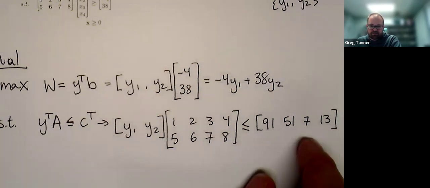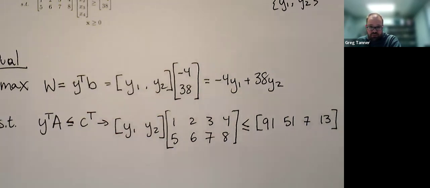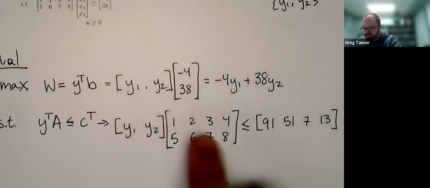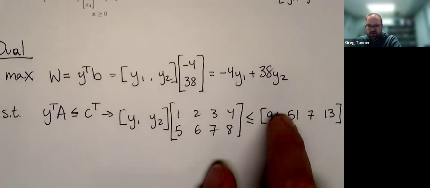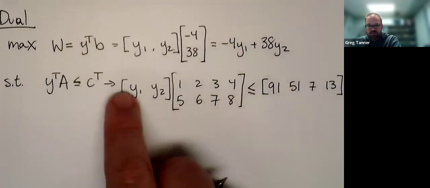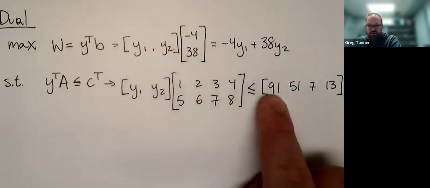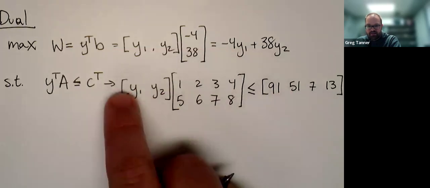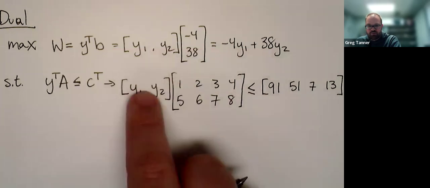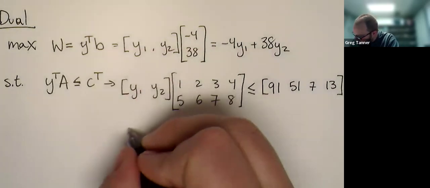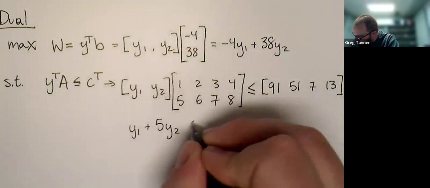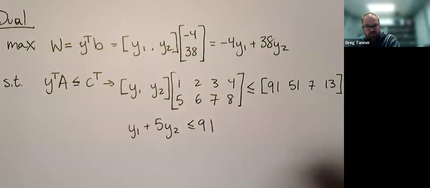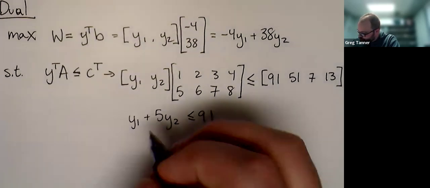Now, this is actually a perfectly fine way to write out the constraints, but maybe let's actually do this matrix multiplication and think about what each of those constraints are and sort of write each of them out. So for this first value of 91 on the right side, that will be y1 times 1 plus y2 times 5. And so y1 plus 5y2 is less than or equal to 91. That's going to be one of the constraints.